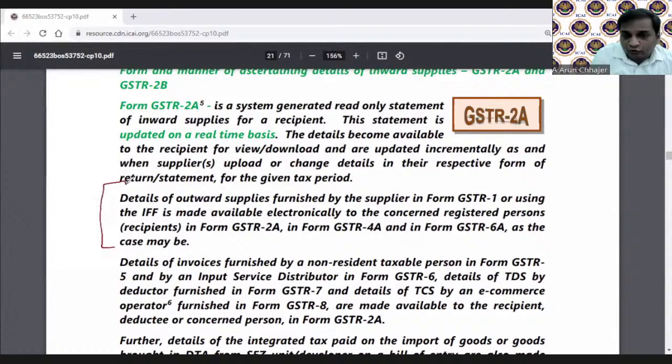So the details of the outward supply furnished by the supplier in the GSTR1 or IFF are made available electronically in GSTR2A for a regular dealer, GSTR4A for a composition dealer and GSTR6A for ISD. If my supplier opts for monthly, he will file the GSTR1. If he opts for quarterly, then also he can file the IFF for B2B transactions. So he will show my purchase and therefore it will appear in my 2A.